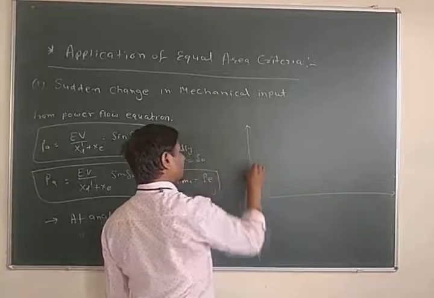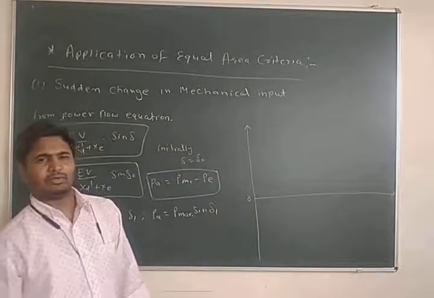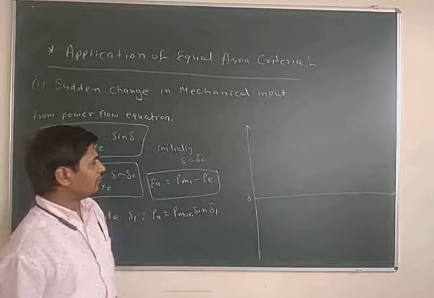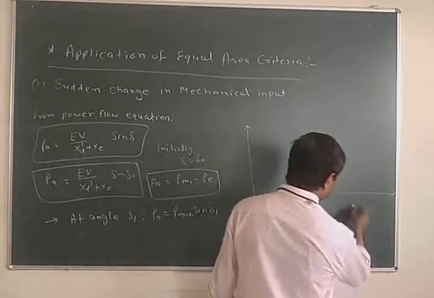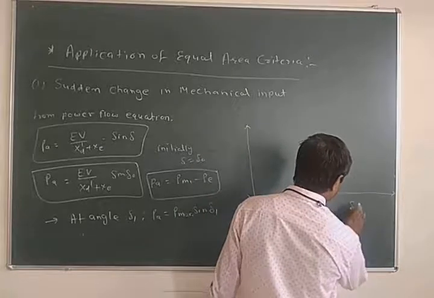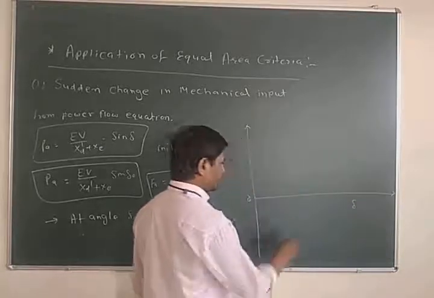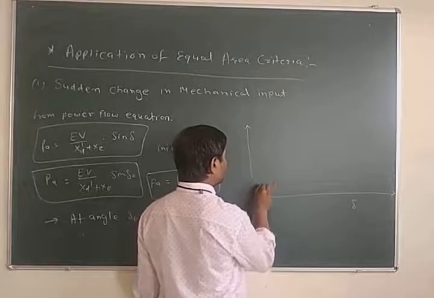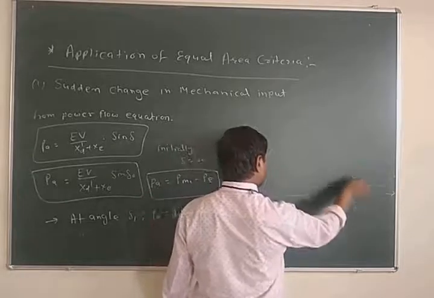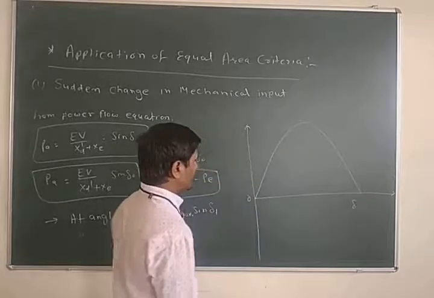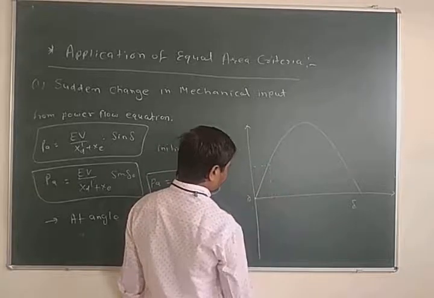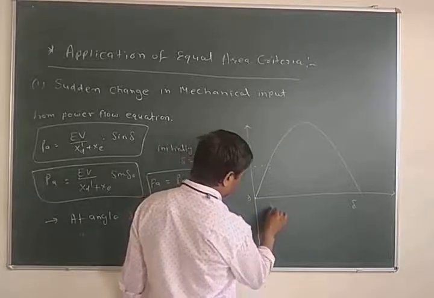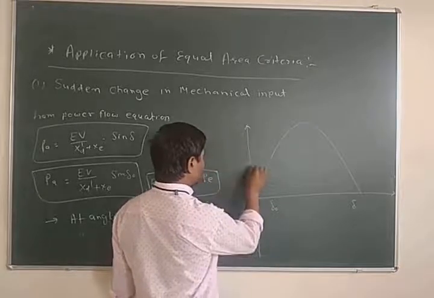What is the power angle curve? The power angle curve represents the relation between accelerating power and rotor angle. So on the x-axis we take the variation in rotor angle, that is delta. Now we take this graph, and initially our machine is operating here, the rotor angle is delta 0, and power is P.